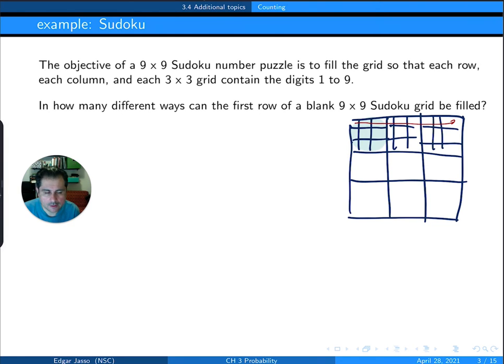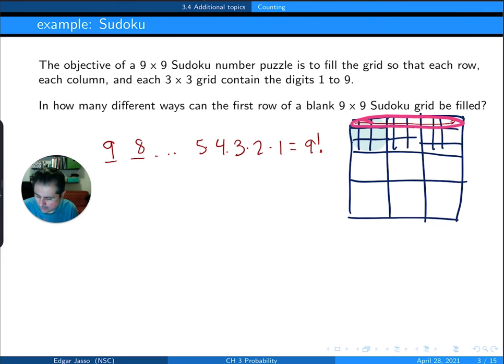And not repeated. So I'm not going to count how many possible Sudokus there are in total. That would be a complicated question for today. But I'm just going to ask, how many ways can you fill the first row of the Sudoku? I just said it has to be filled with numbers between 1 and 9 showing up exactly once. So it is exactly 9 factorial, right? You're going to have 9 for the first spot, then 8 for the next spot, and so on. So it's just 9 factorial.